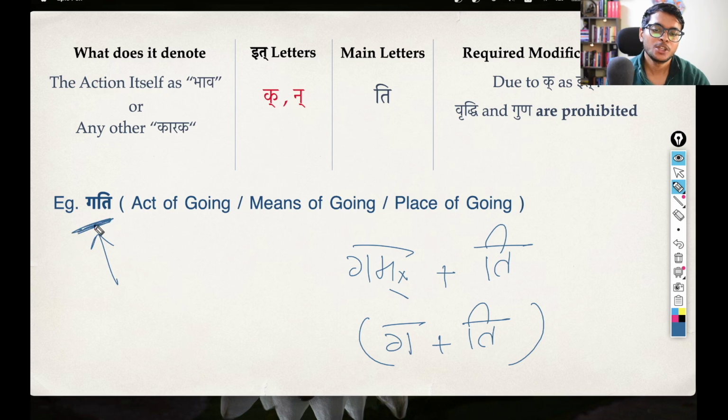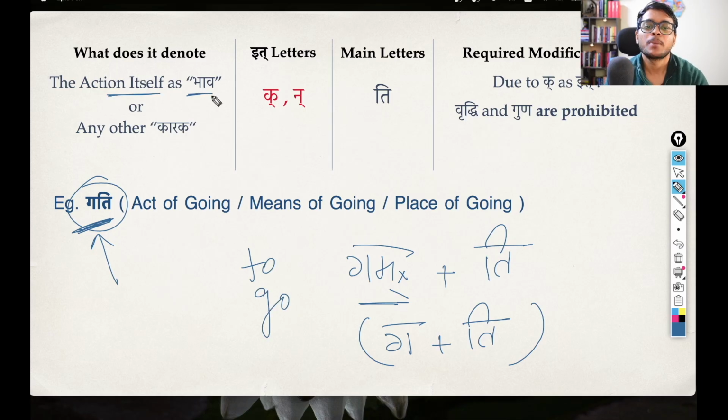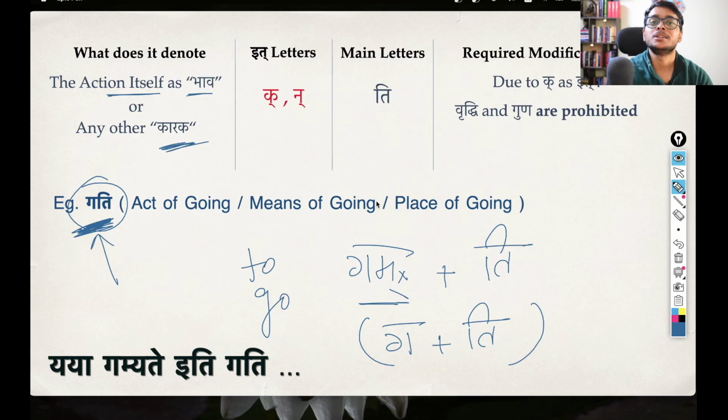Okay. And what is the meaning of this pada? So this pada also gives a lot of different meanings. See, this gam dhatu is to go. So first of all, the action itself, the bhava. Gam means to go, so the act of going, that is gati. But this gati also represents the karanakaraka, the tritiya vibhakti. That is yaya gamyate iti gati. That through which someone goes, that is also gati.